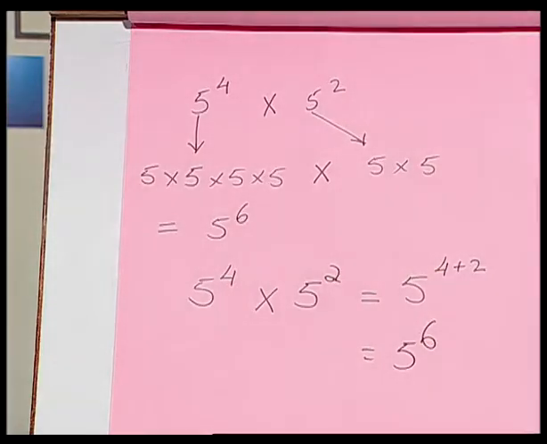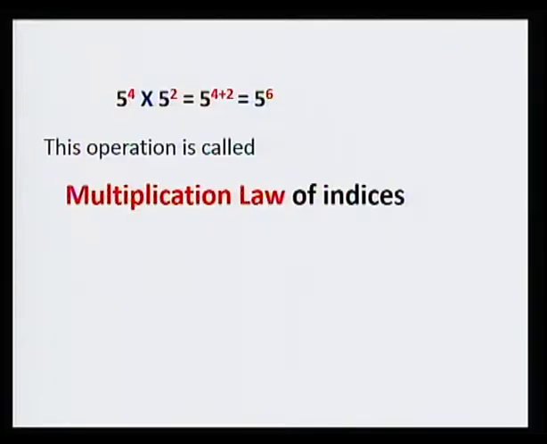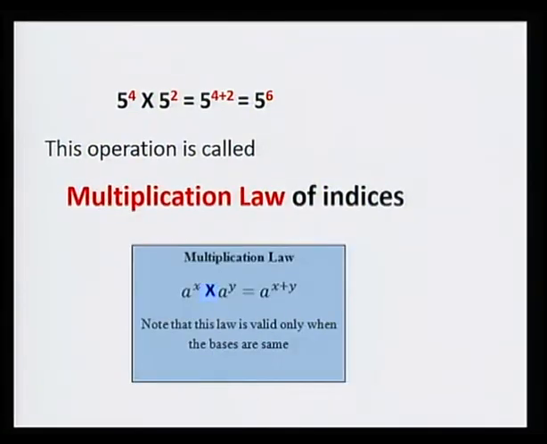So, 5 raised to the power of 4 multiplied by 5 raised to the power of 2 equals 5 raised to the power of 4 plus 2, which equals 5 raised to the power of 6. This operation is called the multiplication law of indices. If we generalize this as the multiplication law, we have a raised to the power of x multiplied by a raised to the power of y.